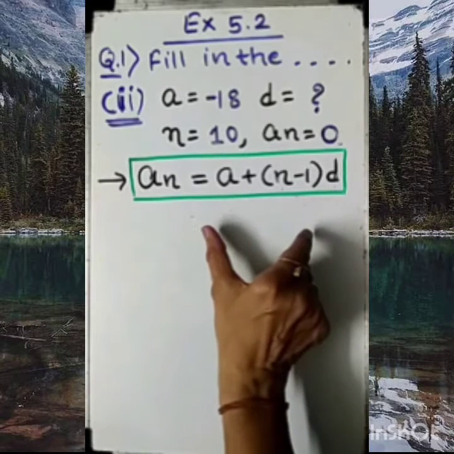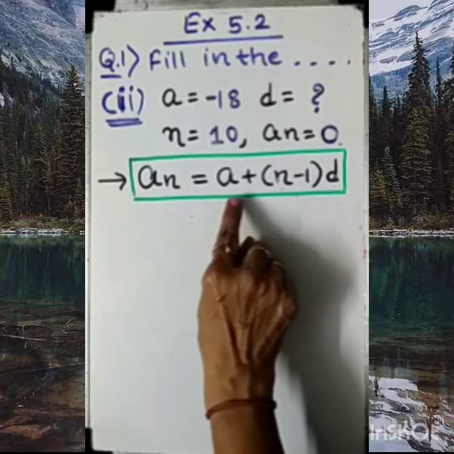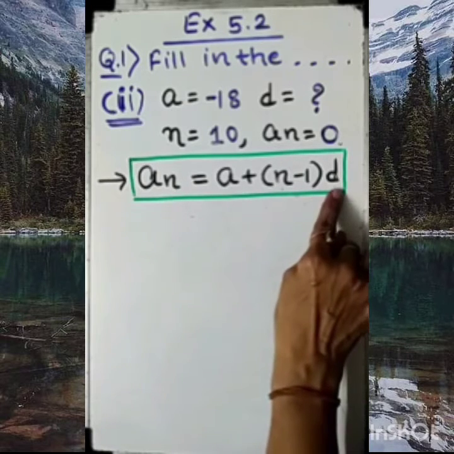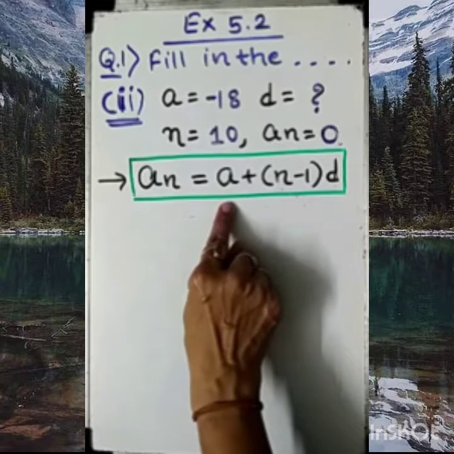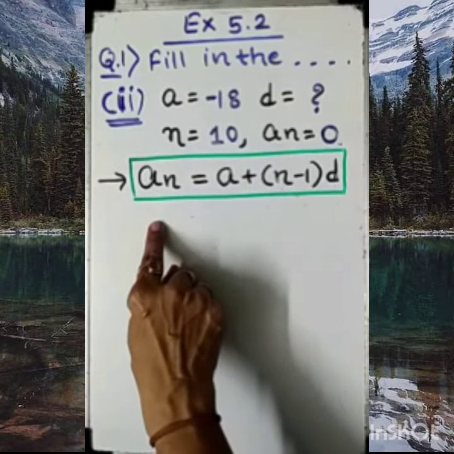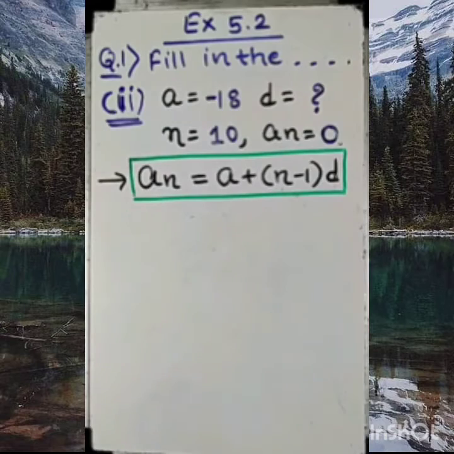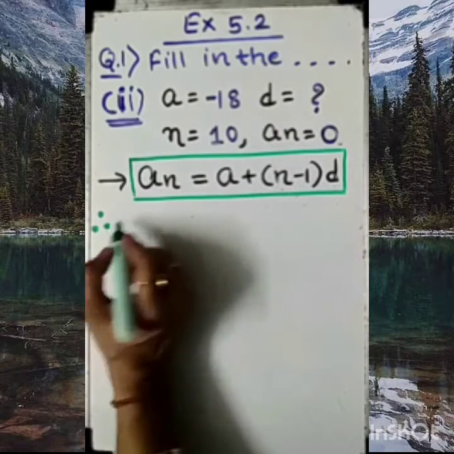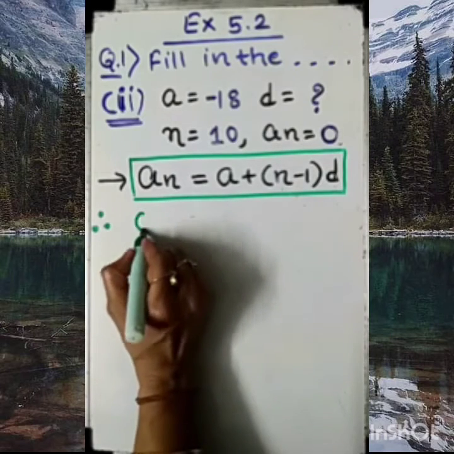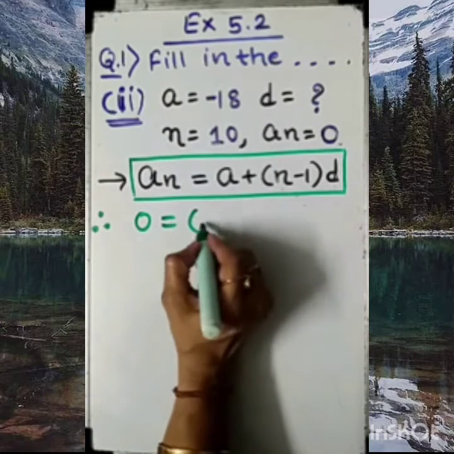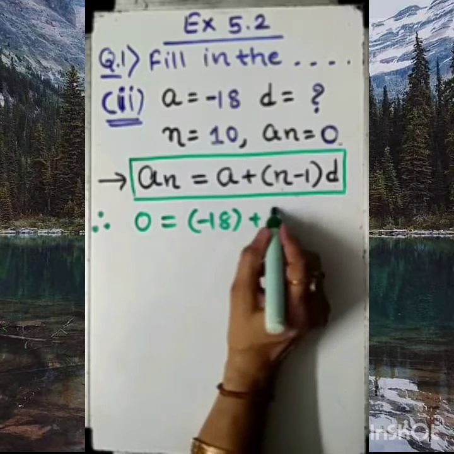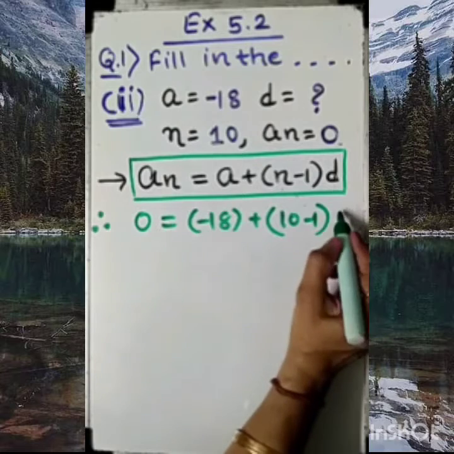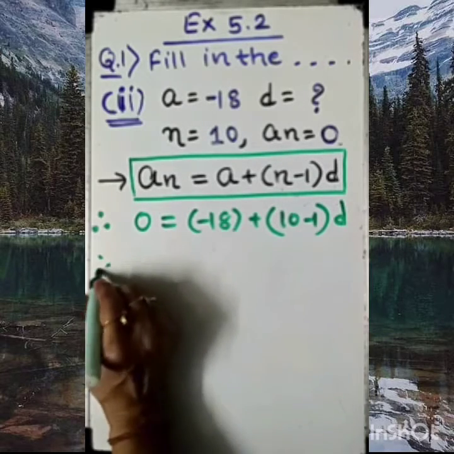In this formula, out of these 4 values AN, A, N and D, if 3 are available, then the fourth one we can find easily. So let's substitute the values. Here I need to write the therefore sign. AN, its value is 0. What is A? Minus 18. N, that is 10 minus 1. And what is D? We do not know. So let it be as it is.